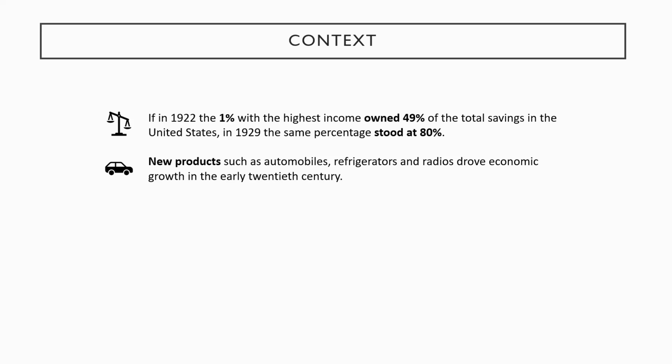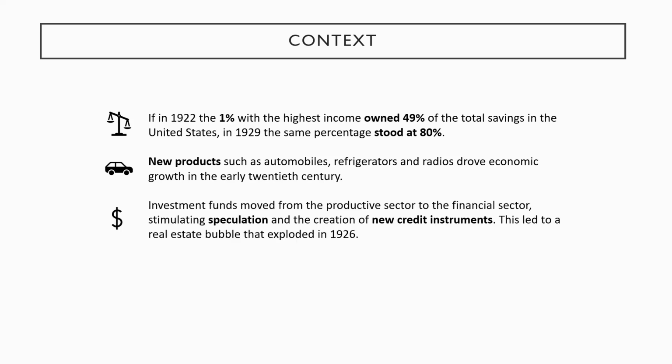The use of debt made it possible in those years to make the problem of inequality less visible. Investment funds move from the productive sector to the financial sector, stimulating speculation and the creation of new credit instruments. This led to a real estate bubble that exploded in 1926, before the stock market crash. The social classes below the elite struggled considerably in trying to maintain their social status. The richer class transferred debt to them in the form of financial instruments. Until the late 20s, growth was driven by profits rather than increases in wages.